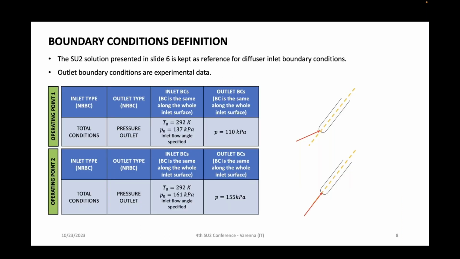This is the boundary condition definition. Like I said, the solution that I presented in the previous slide with the compressor map is kept as reference for the baseline design. I would like to point out that the boundary conditions are experimentally provided by our industrial partner. For what regards the inlet boundary condition, in this case, they were derived from the study, as I'm here selecting just the slice, I would say, of the diffuser. Hence, it's numerical data, but further on, we're going to implement the validation with experimental study here.